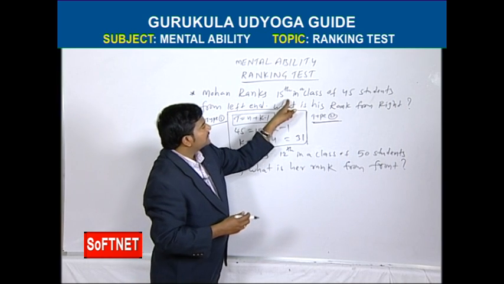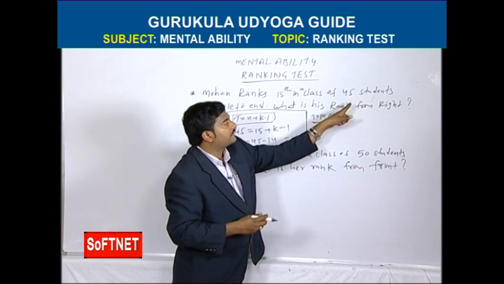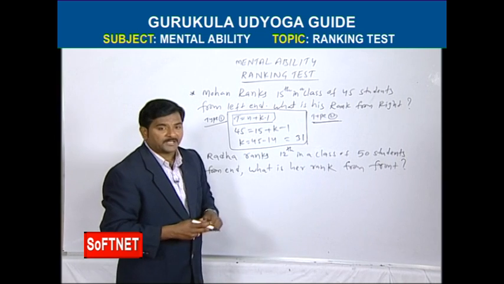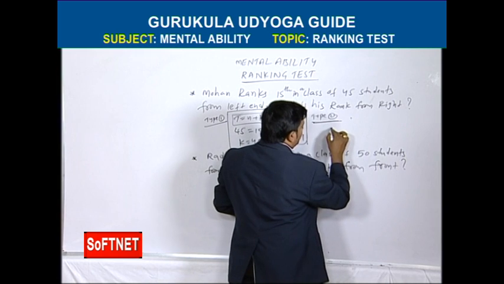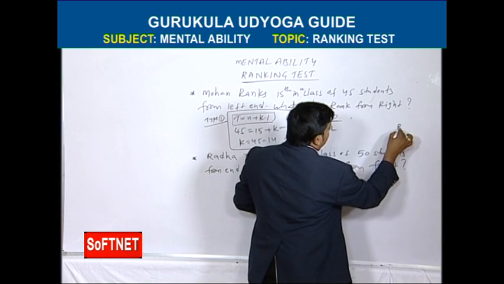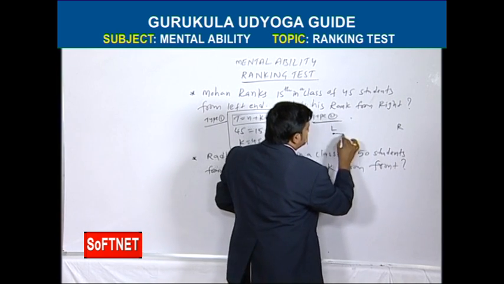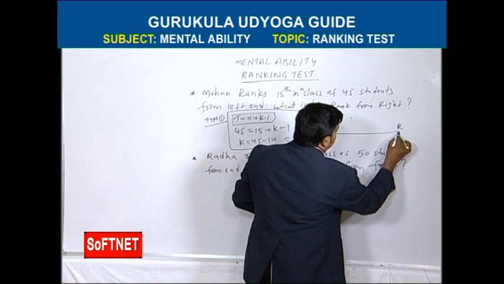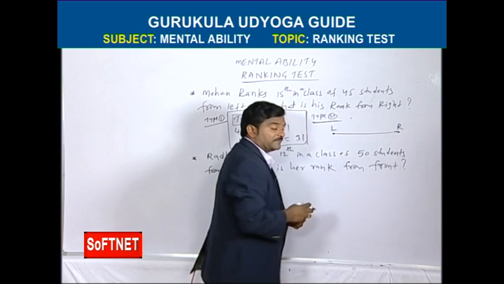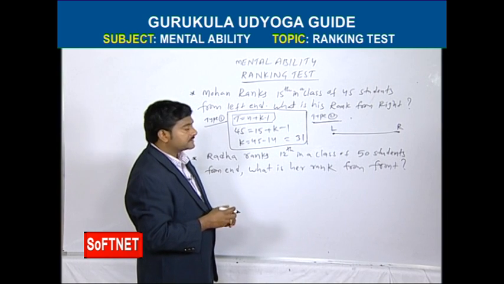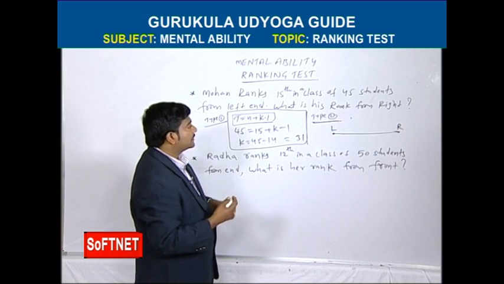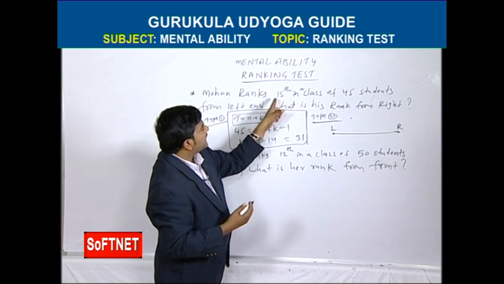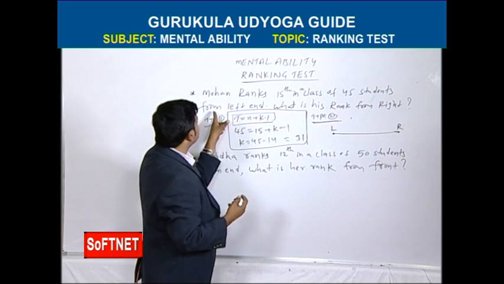Mohan ranks 15th in a class of 45 students from left hand. It is very clear. Suppose think that this is left hand and this is right hand. So there are many students. Total how many are given? 45 students are given. So we have taken our left side as left, and our right side as right.